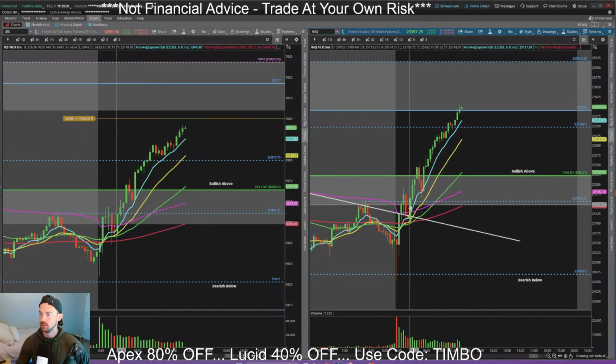This thing's just straight up. Not much pullback here. We're about to be getting into that lunch hour, so I'm probably honestly just going to call it here pretty soon. Kind of got a little bit tight on that last trade. Would have been a nice one, but it is what it is.